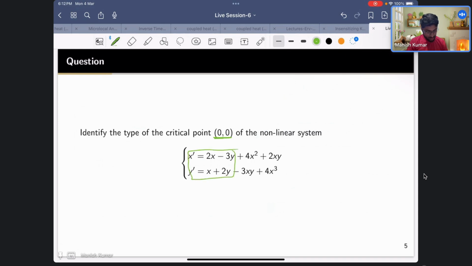I should have told you earlier, but the linearized system is like df, the derivative at whatever point you want to evaluate. So here you can see, let me say this is your f, right? 2x minus 3y plus 4x square plus 2xy.